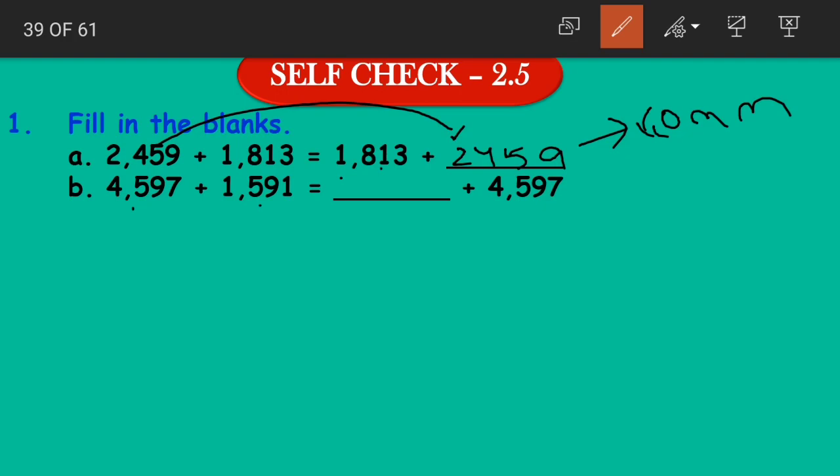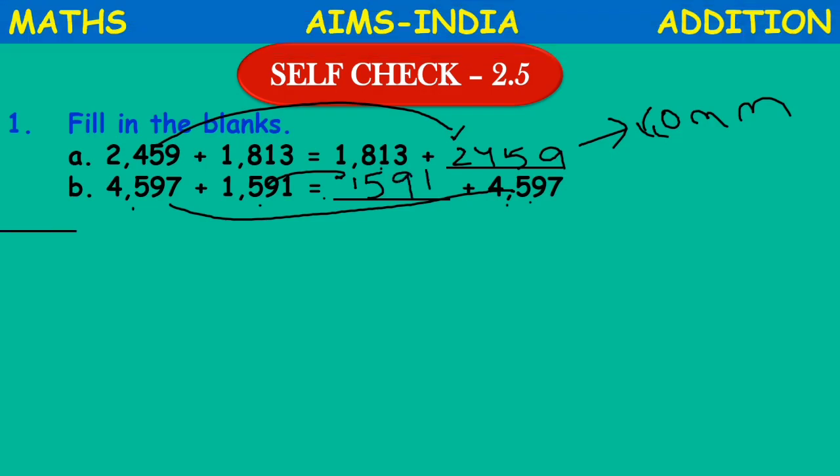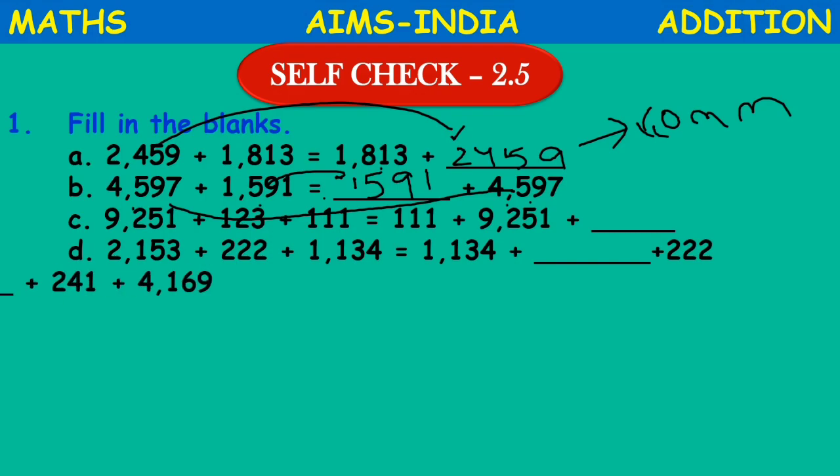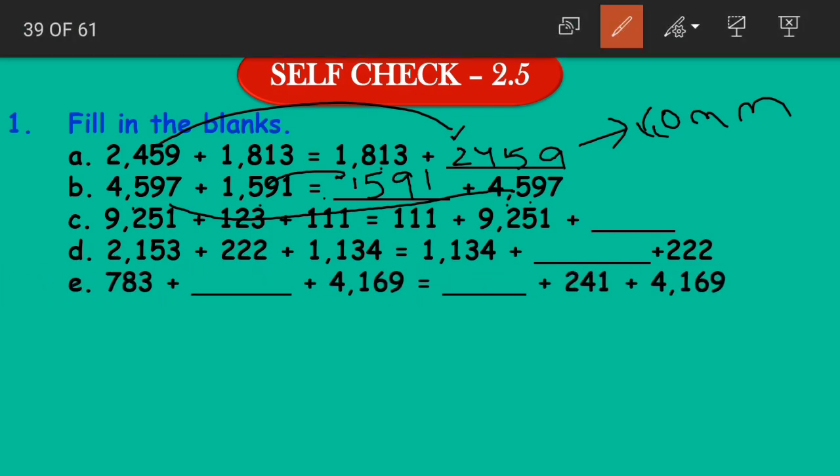4597 plus 1591 is equal to dash plus 4597. Again, look here, we already have 4597. Now which number is missing? This. So we'll write 1591 in this blank space, and that will be our correct answer. Understood, children? Yes, this is very easy, right? Just look at the number and then look at the question and write the number which is missing.